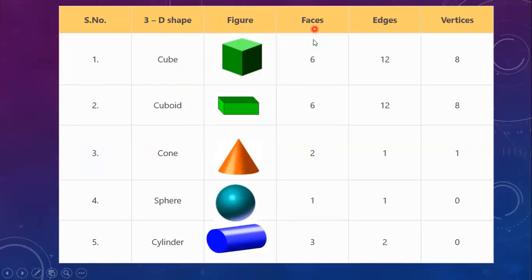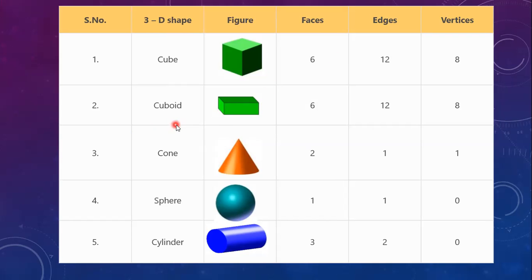Next, let us see how many faces, edges, and vertices the figures will be having. So first one, you see cube. Here we have the serial number, 3D shape, name of the shape and the example. And here you can see how many faces it is having, how many edges it is having, how many vertices it is having. Now take the first one as a cube. This is the example for cube. A cube has 6 faces, 12 edges and 8 vertices.